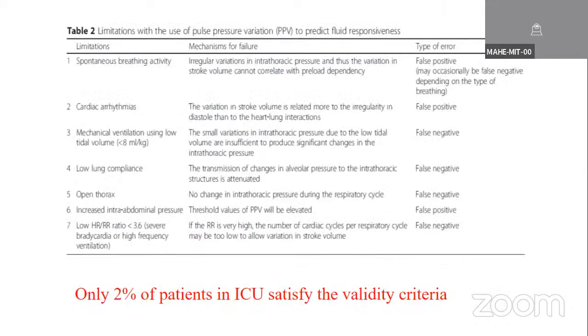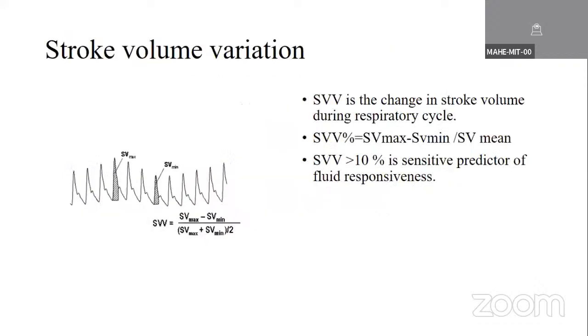So many limitations are there for using the pulse pressure variation. There are spontaneous breathing patients, patients with cardiac arrhythmias, and low lung compliance in ARDS patients. So in the ICU, most of the patients will have one of these. So PPV we can't use accurately in such ICU patients.